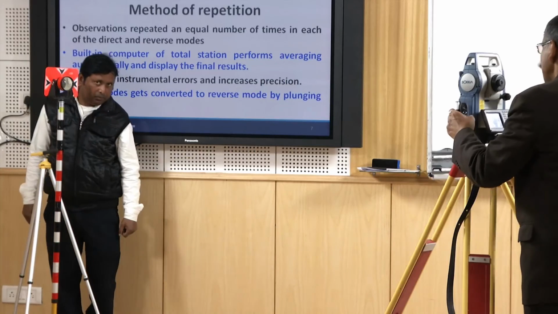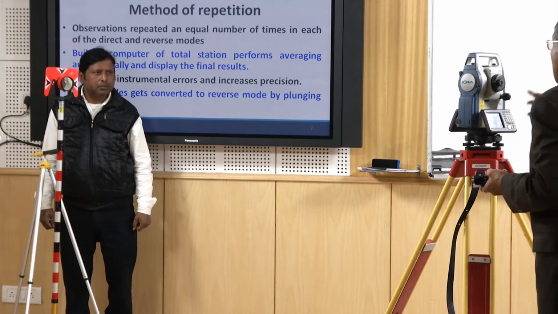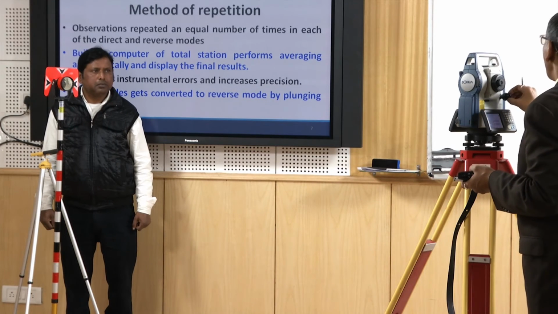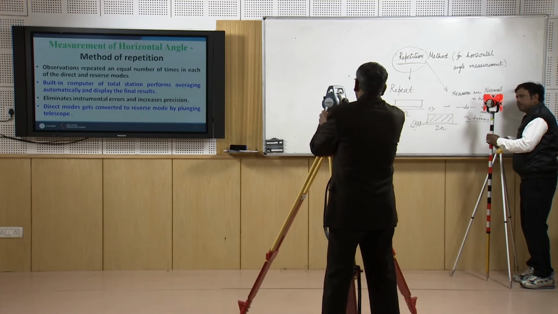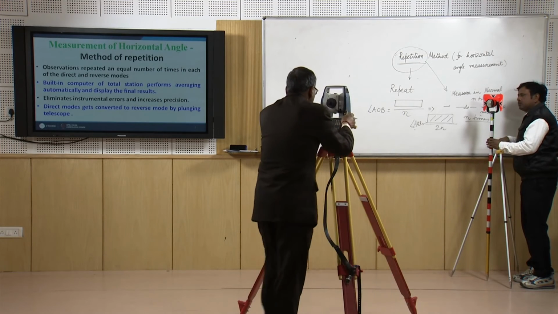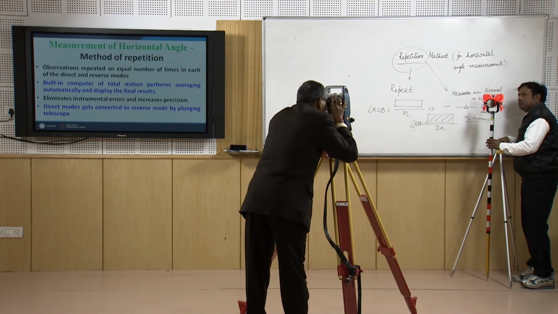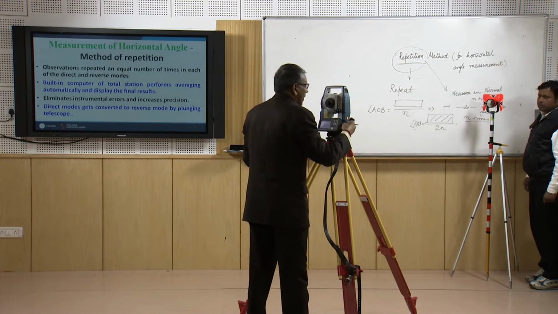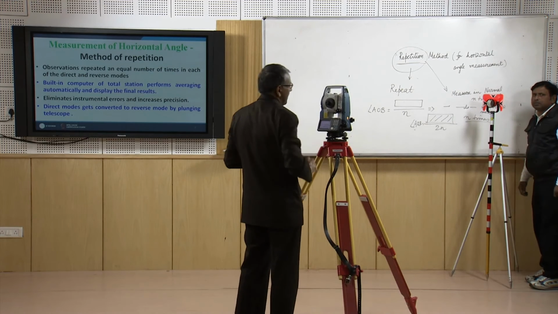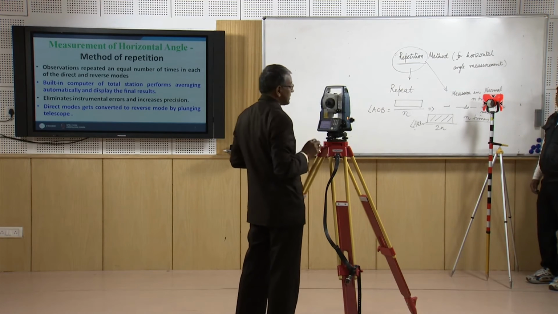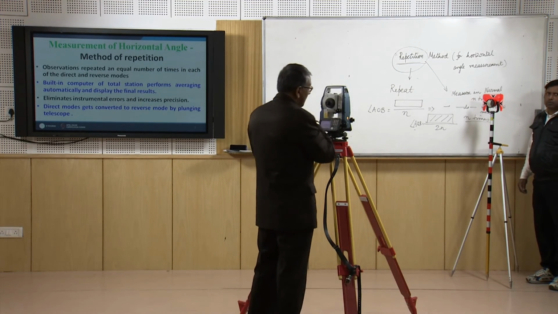Now I have bisected it, and then again I will open this and bisect it again. So now I am getting approximately double the angle which has been read. In that way I can go on repeating it.